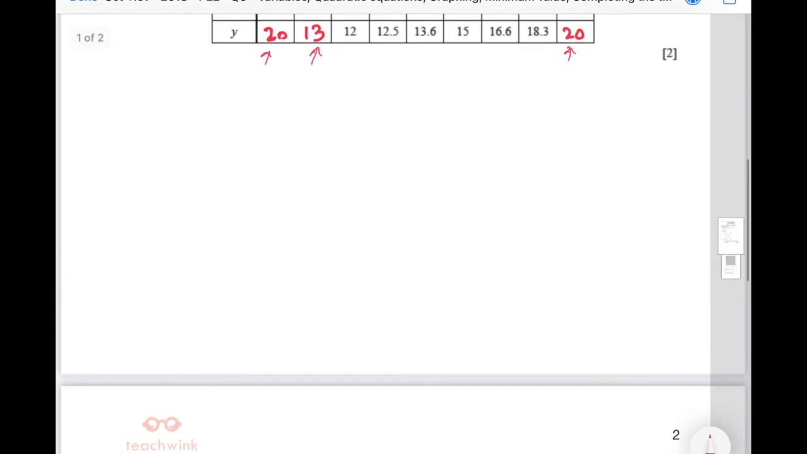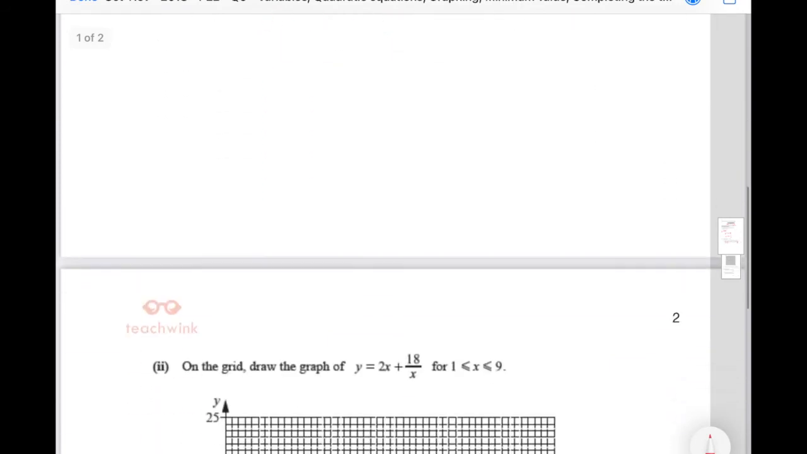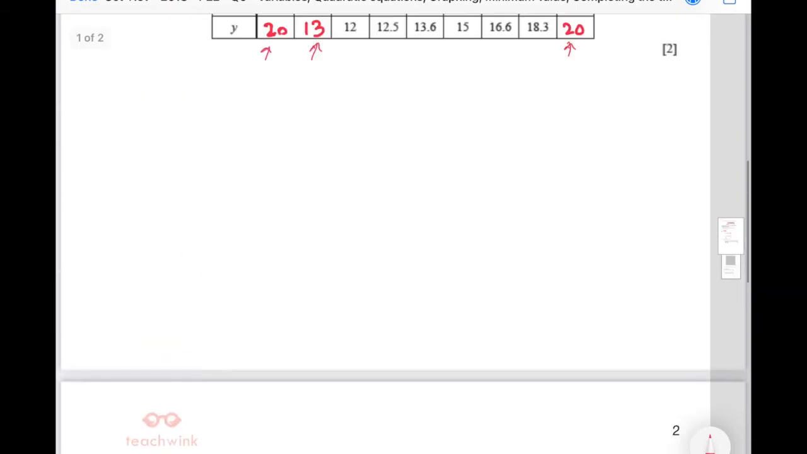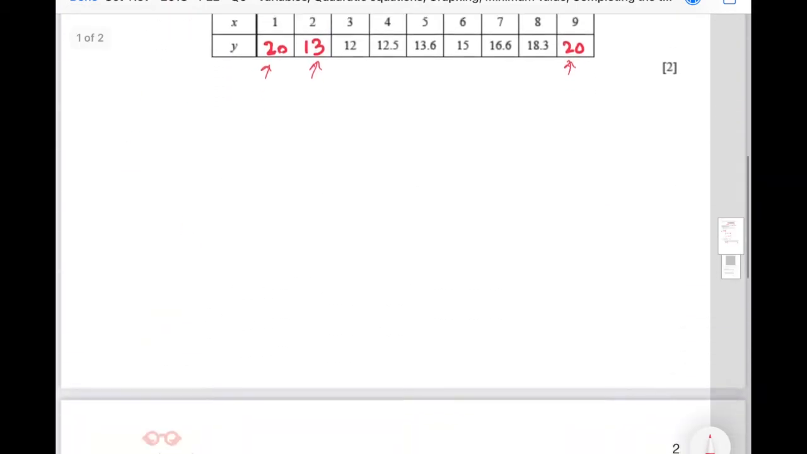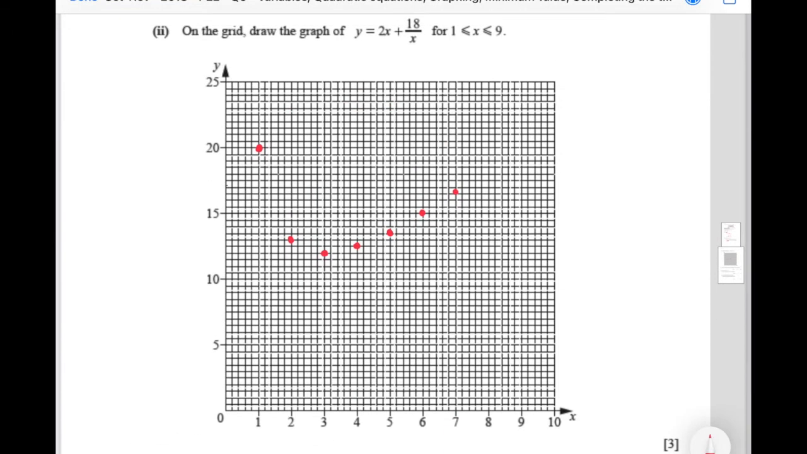Okay, then it's 6 and 15. So 6 and 15 is going to be there. The next value is 7 and 16.6. So 7 and we go up. So this is 16.6 is going to be there. The second last value is 8 and 18.3. So we graph that out.